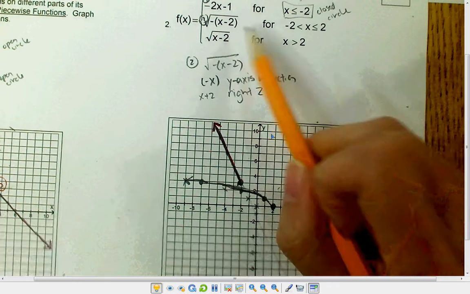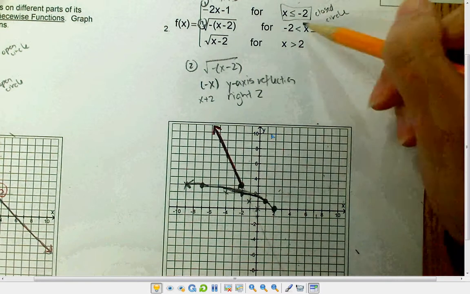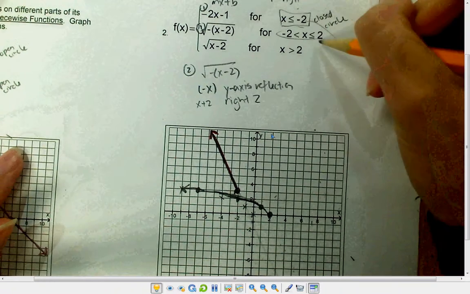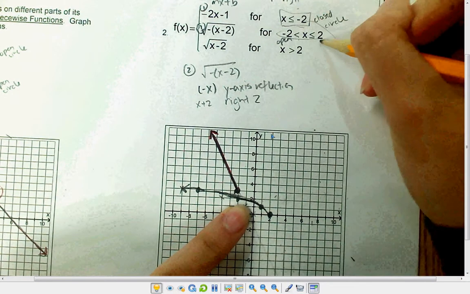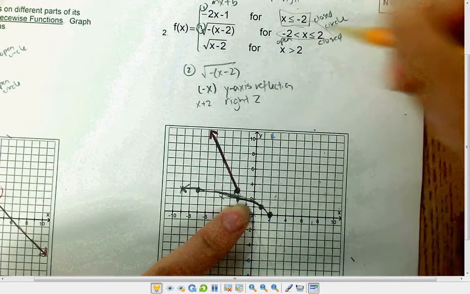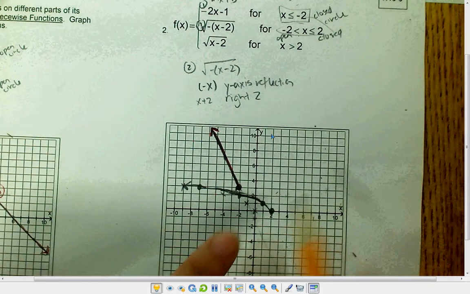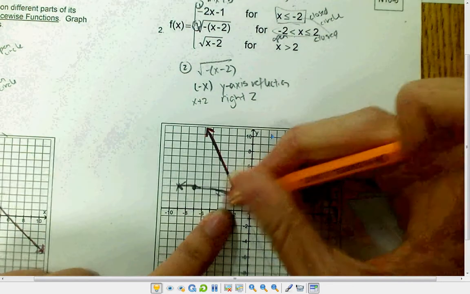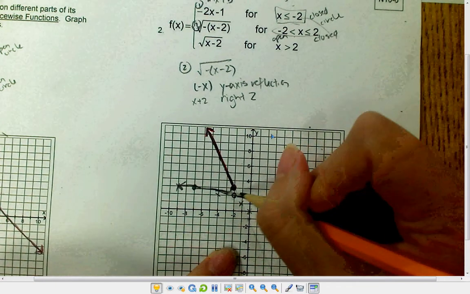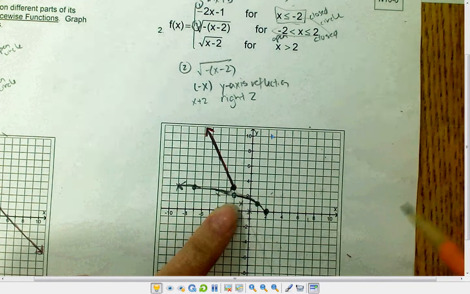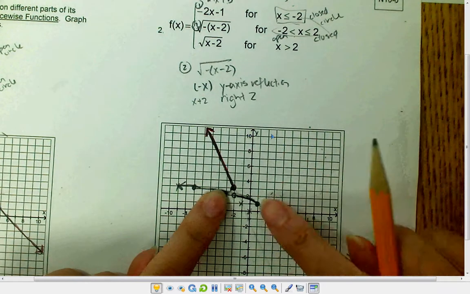And now I'm going to again use my domain to figure out what part of my graph I'm going to keep. So I want it to be from -2 to +2. On this side, this is going to be an open circle because there's no equal to. This is going to be closed because there is an equal to. So at the -2, I want this to be an open circle. So I'm going to erase this and replace it with an open circle. And I want it to be in between -2 and +2.